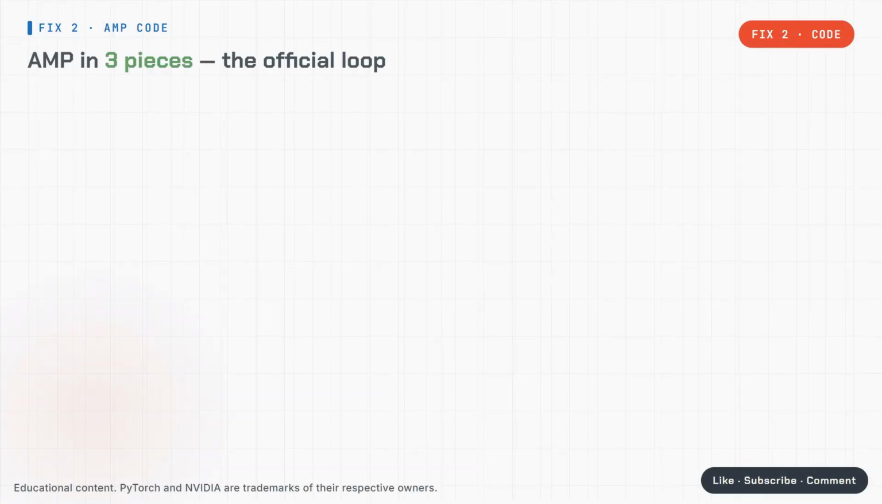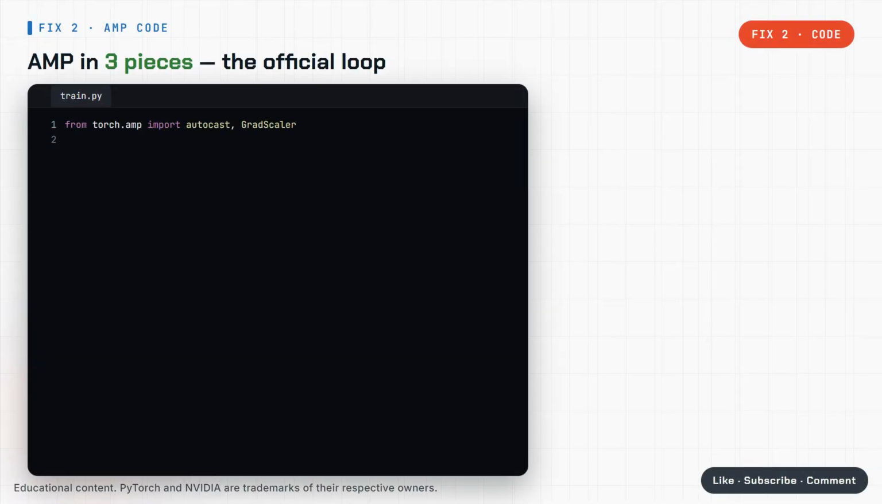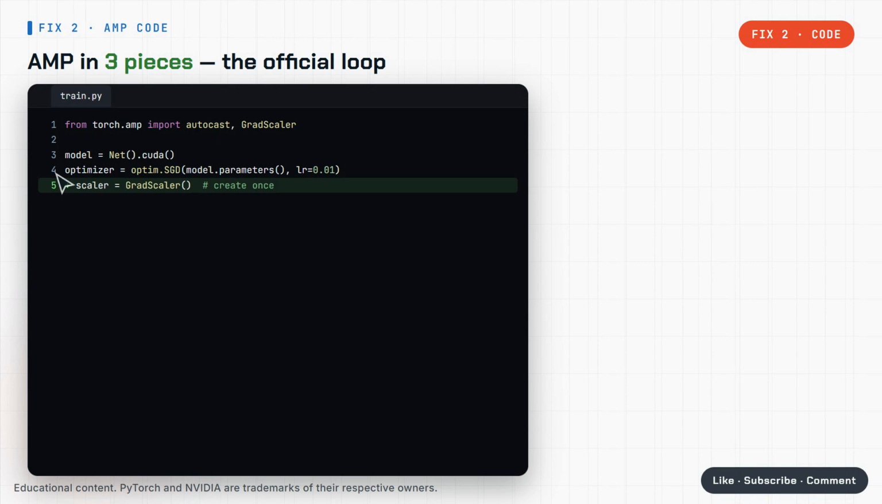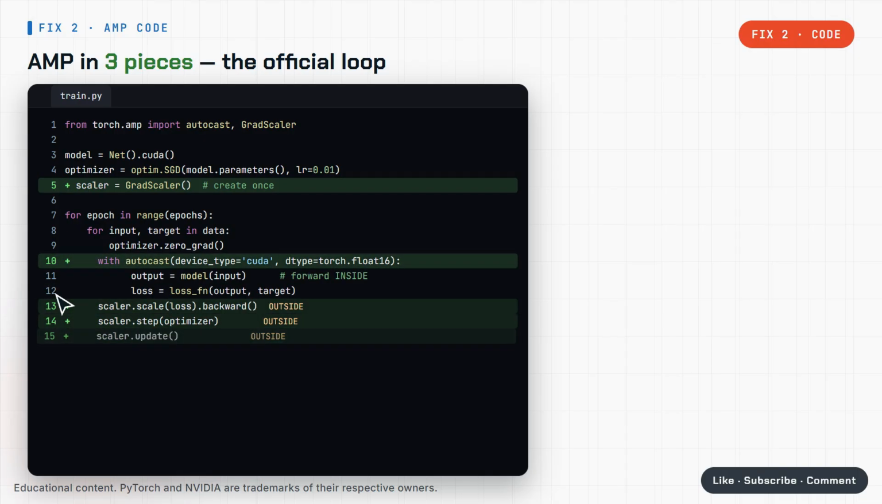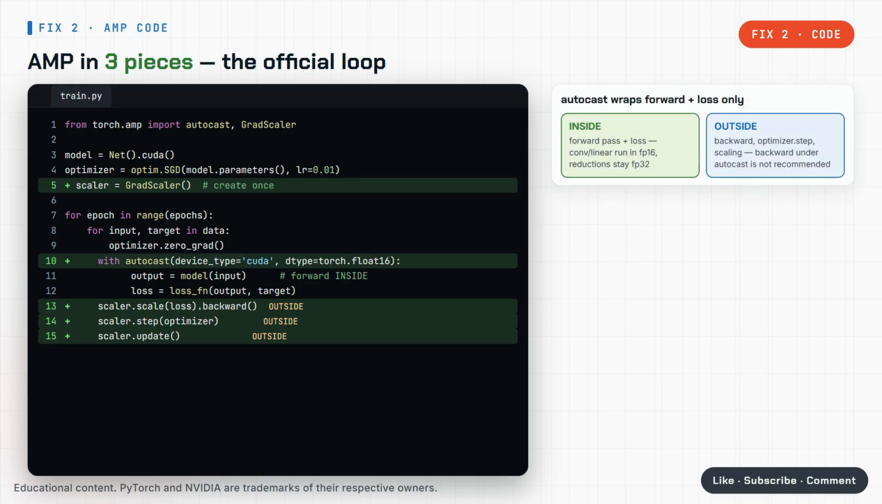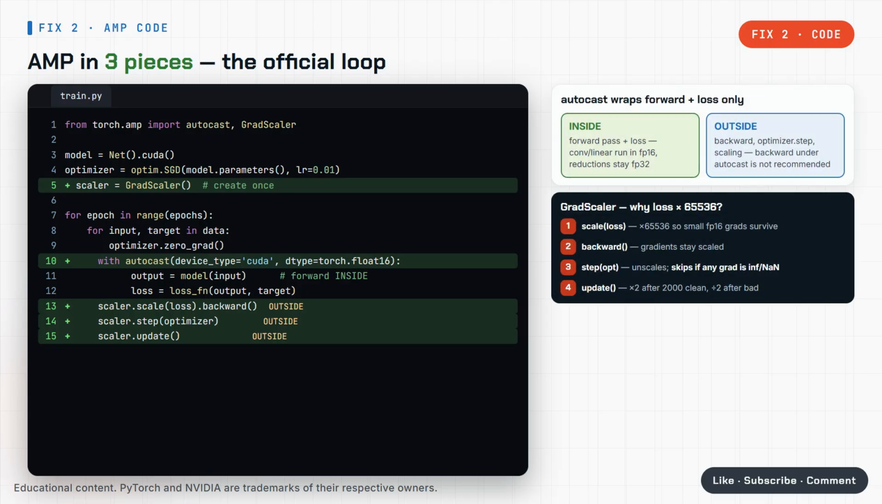Here is the official AMP loop. Import autocast and GradScaler from torch.amp. Create the scaler once. Wrap the forward pass and the loss inside autocast. Then scale the loss and call backward. Step the optimizer and update the scaler. Backward, step, and update stay outside autocast.